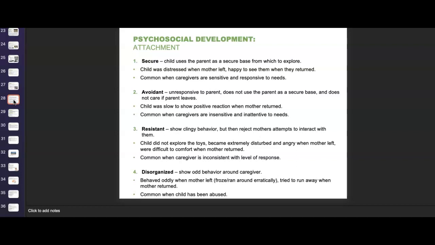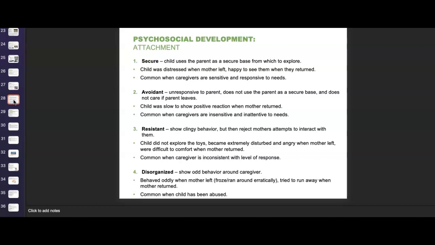The third is resistant, showing clingy behavior, but then rejecting the mother's attempts to interact with them. So the child did not explore the toys, became extremely disturbed and angry when the mother left, and was difficult to comfort when the mother returned. This is common when caregivers are inconsistent with their level of response.